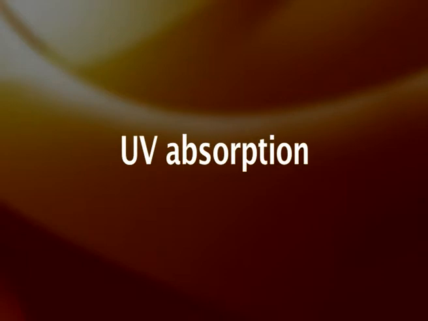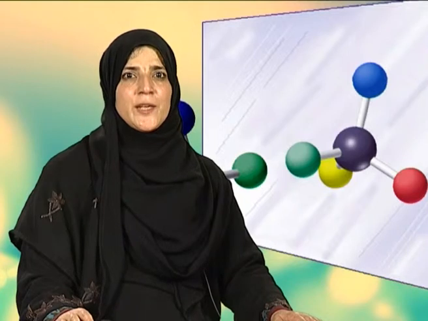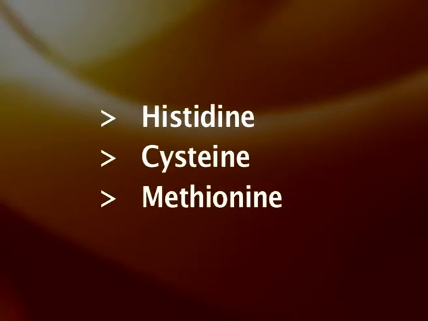Now, UV absorption. Amino acids such as phenylalanine, tyrosine and tryptophan absorb in the UV range of the spectrum with absorption maxima at 200 to 230 nm and 230 to 290 nm. Dissociation of the phenolic, that is OH group of tyrosine, shifts the absorption curve by about 20 nm towards longer wavelength. Absorption readings at 280 nm are used for the determination of proteins and peptides. Histidine, cysteine and methionine absorb between 200 and 210 nm.